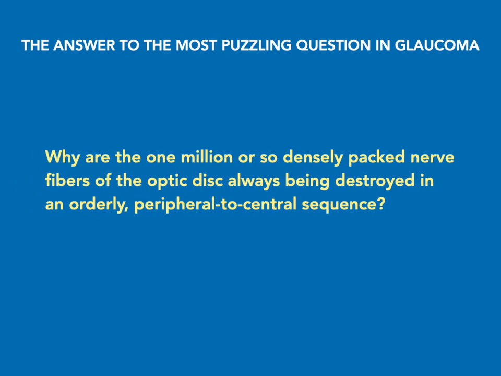Why are the 1 million or so densely packed nerve fibers of the optic disc always being destroyed in an orderly peripheral to central sequence? The nerve fibers are never being destroyed randomly.